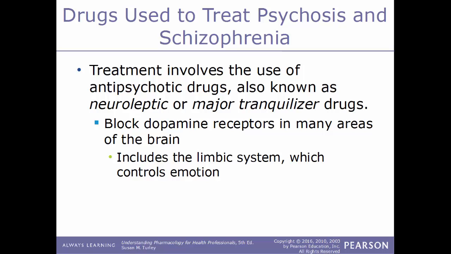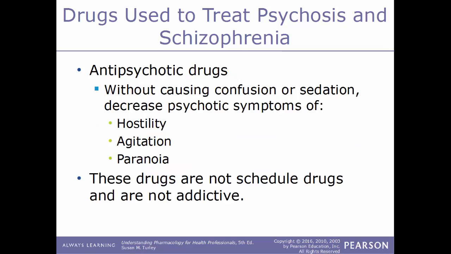And these act because they block dopamine receptors in many areas of the brain, including the limbic system, which is what will control emotion. Right, when it comes to antipsychotic drugs, these will decrease psychotic symptoms of hostility and agitation and paranoia, but without causing confusion or sedation. And these drugs are not scheduled drugs, and they are not addictive.